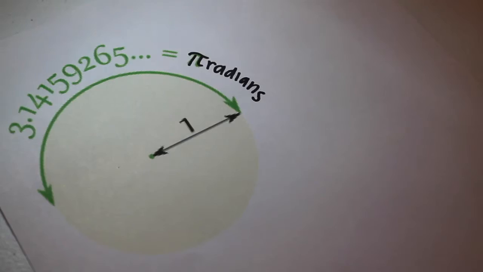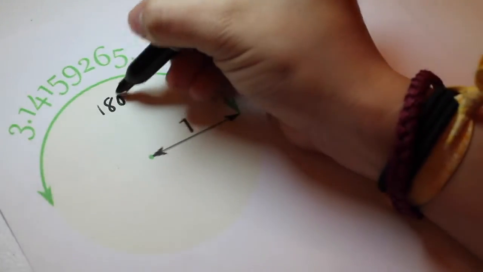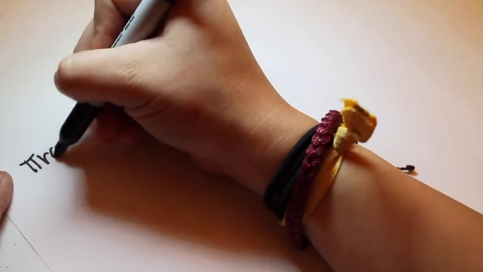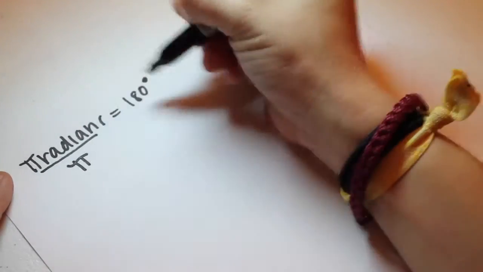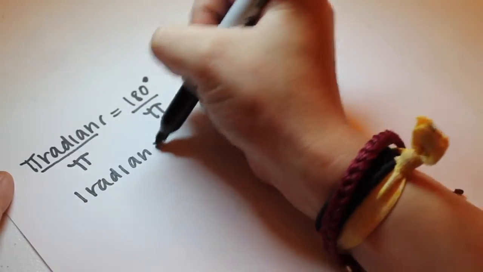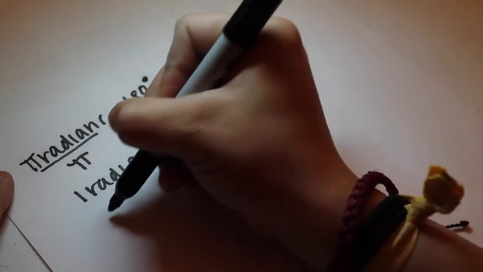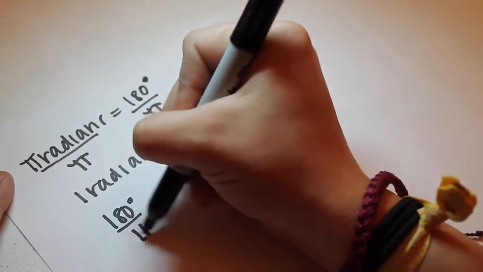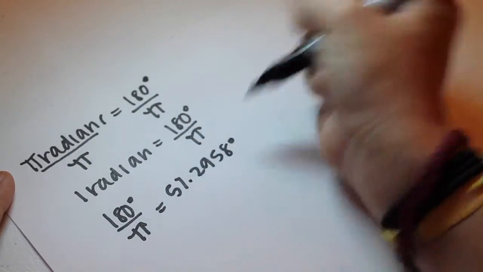Why, you ask? Let us explain. In a half circle, there are pi radians, which is also 180 degrees. That being said, pi radians equals 180 degrees. With this equation, we can now solve for the degree measurement of 1 radian. So first we divide both sides by pi. That leaves us with 1 radian equals 180 degrees over pi. After simplifying 180 degrees over pi, we calculate that 1 radian equals approximately 57.2958 degrees.